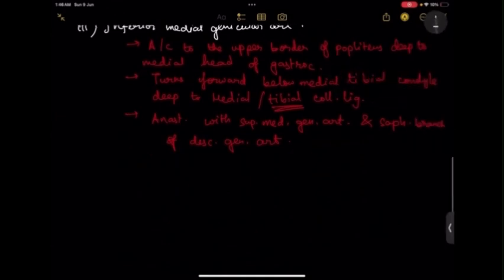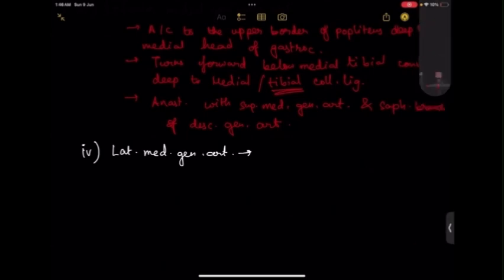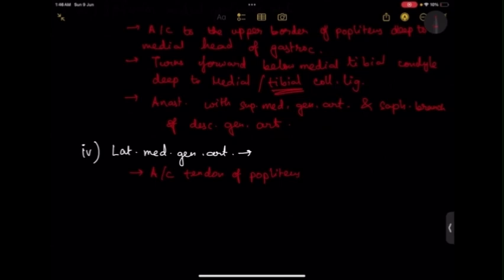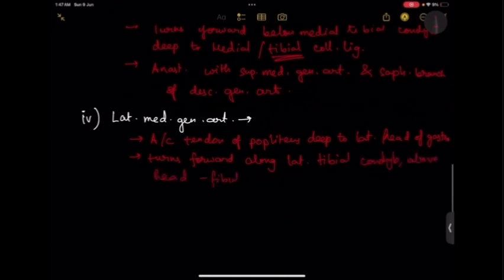Then we can go over to some functional anatomy. Finally, we'll discuss the points present. Lateral medial genicular, I'm just writing in short form. Again, let's switch to the color red, because red is the color of blood. It goes across the tendon of popliteus, deep to the lateral head of gastrocnemius muscle this time. It turns forward along the lateral tibial condyle above the head of fibula, under the cover of the fibular collateral ligament. Just short form I'm writing because time is crunched.